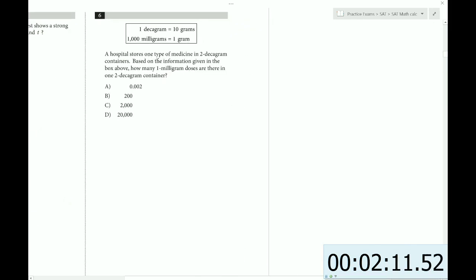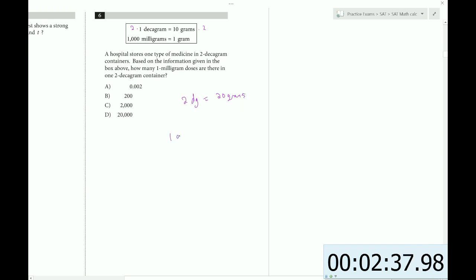A hospital stores one type of medicine in 2 decagram containers. Based on the information given above, how many 1 milligram doses are there in one 2 decagram container? All right, so 1 decagram is 10 grams. That means 2 decagrams would be 10 times 2, or 20 grams. So 2 decagrams is 20 grams. And we want to know how many milligrams that would be.